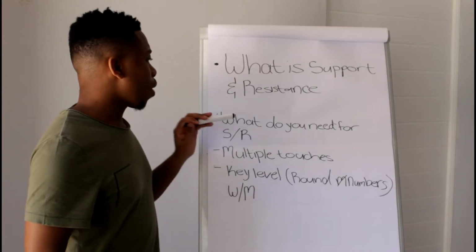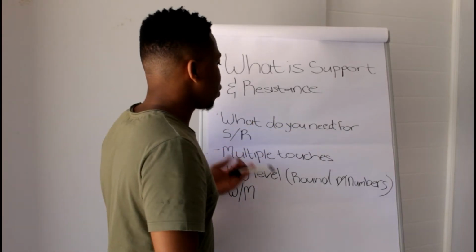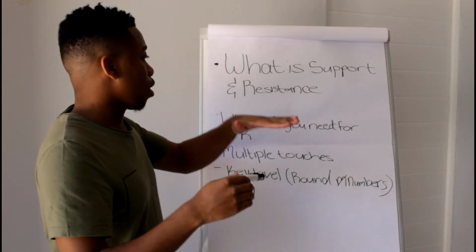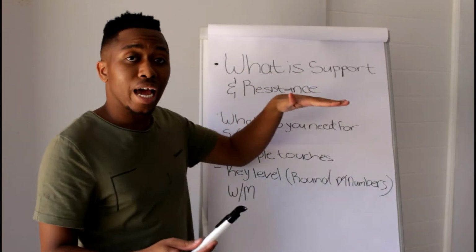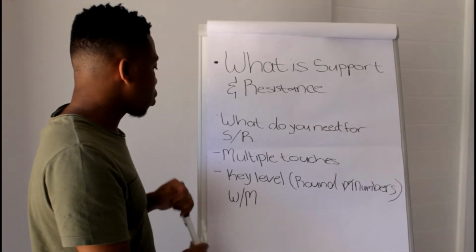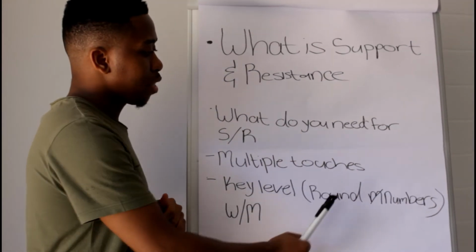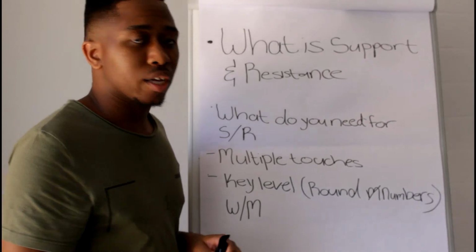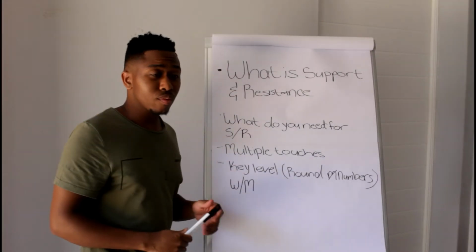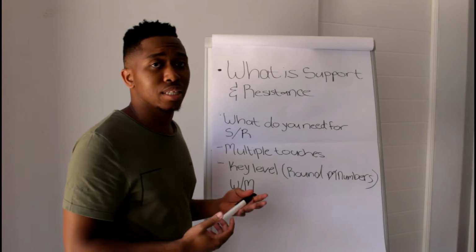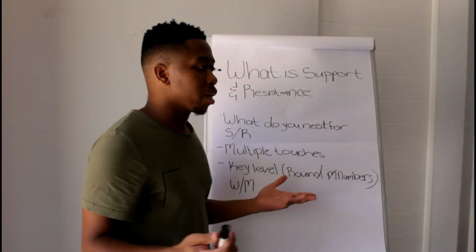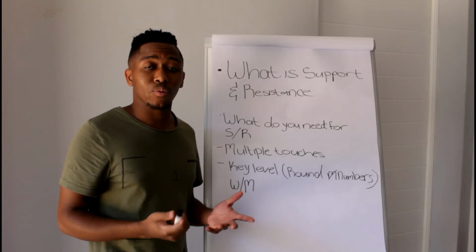Okay, so what do we need for support and resistance? So basically, firstly, we need multiple touches on the horizontal line that we have drawn on the chart. Okay, and we also need key levels, specifically round numbers on the chart from a weekly chart and a monthly chart. So when we do our analysis, we do what we call a top-down analysis of the market or the specific currency pair that we are trading.